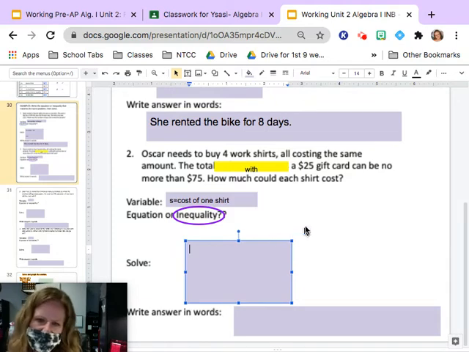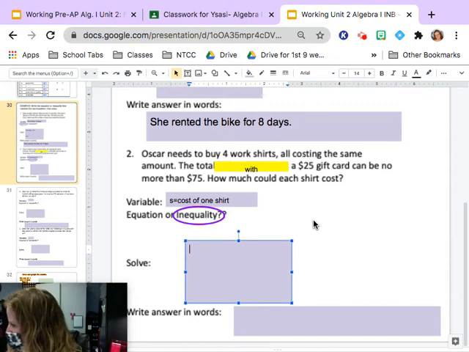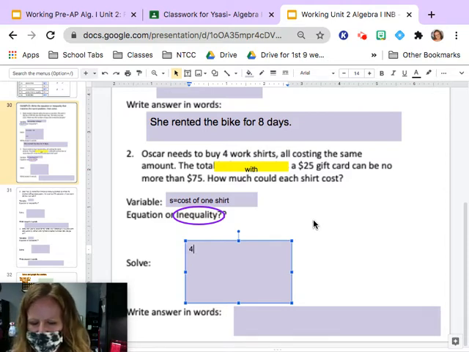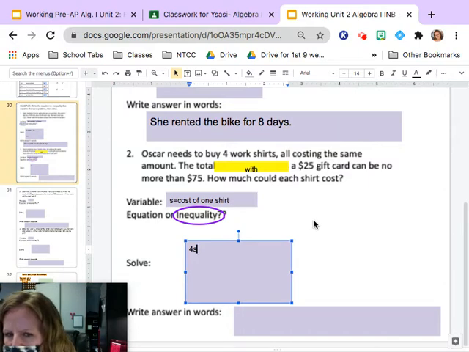Let's write an equation for this. 4 work shirts costing the same. Total with a gift card can be no more than $75. So we have 4 work shirts, 4S, plus the 25, or minus the 25. The total that he pays can be no more than $75.